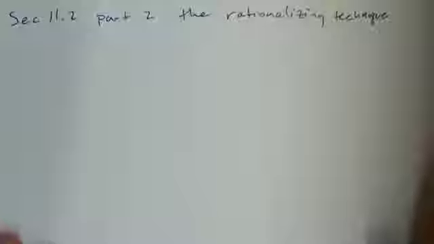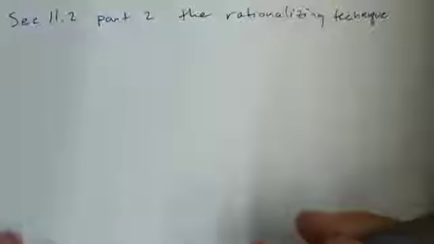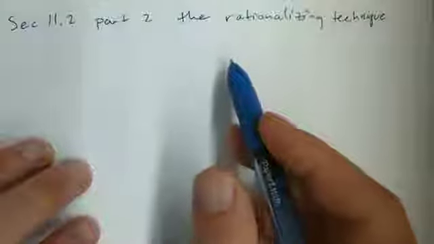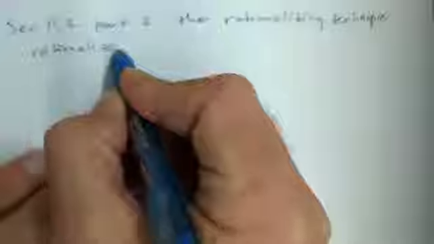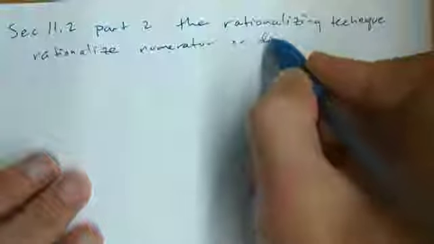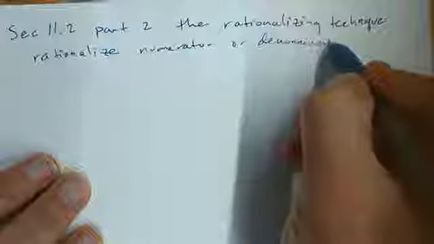2, the rationalizing technique. So in the previous video we looked at a dividing out technique, and now in the rationalizing technique what we're going to need to do is either rationalize the numerator or the denominator, which I know is unnatural for you.